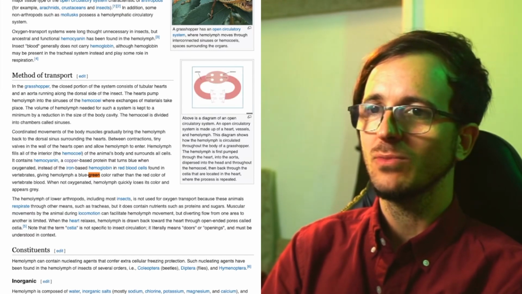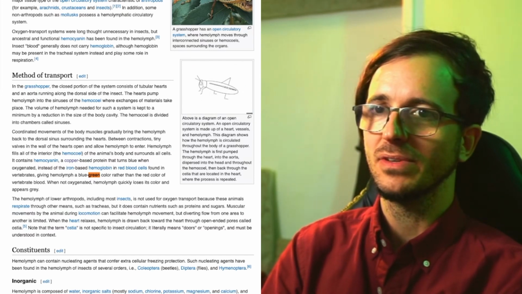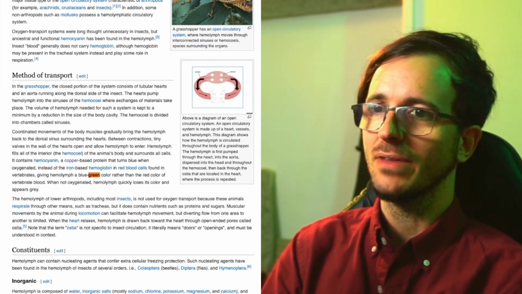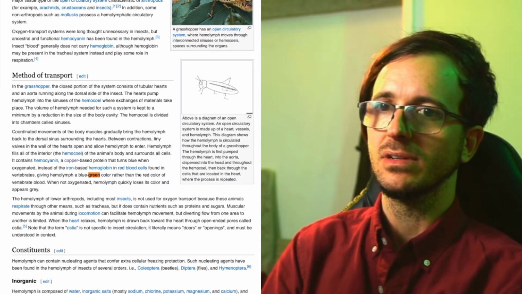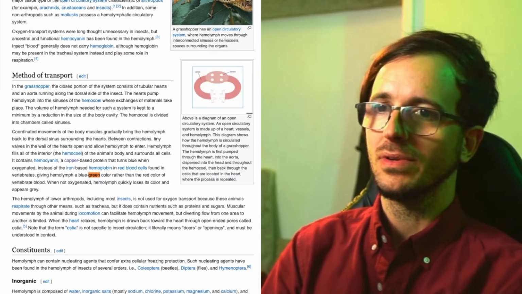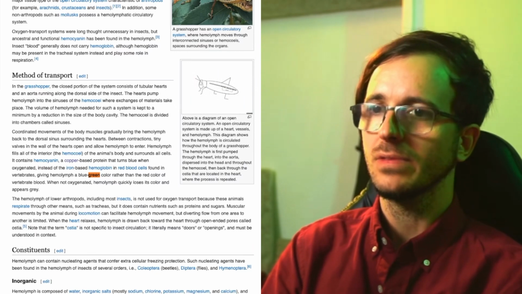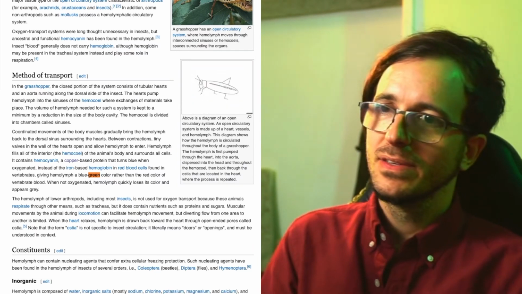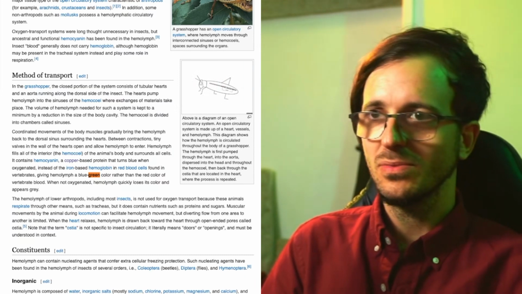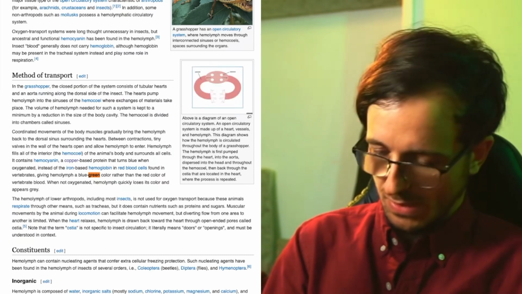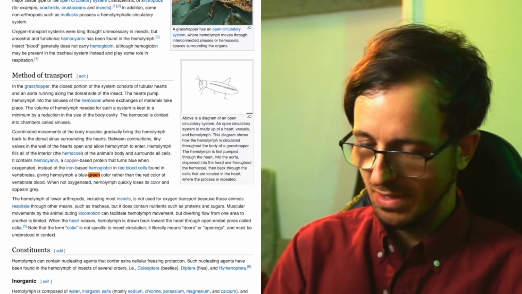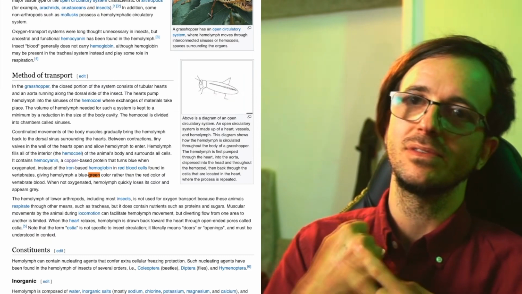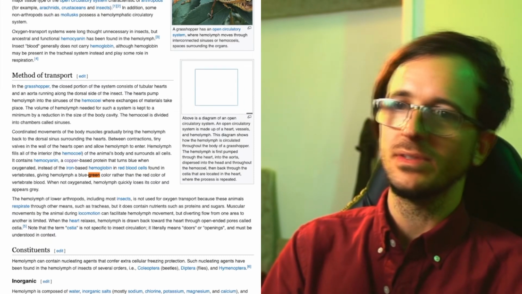Instead of the iron-based hemoglobin in red blood cells found in vertebrates, giving hemolymph a blue-green color rather than the red color of vertebrate blood. When not oxygenated, hemolymph quickly loses its color and appears gray. So it's bluish-greenish when it's oxygenated, as opposed to our blood, which is bluish-green when it's not oxygenated, the color of the veins, and it's red when it is oxygenated.